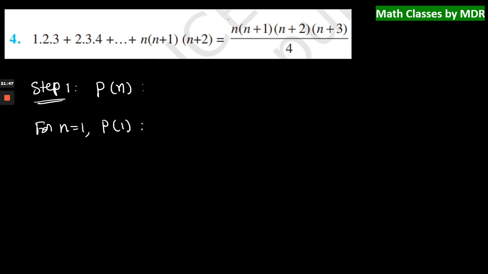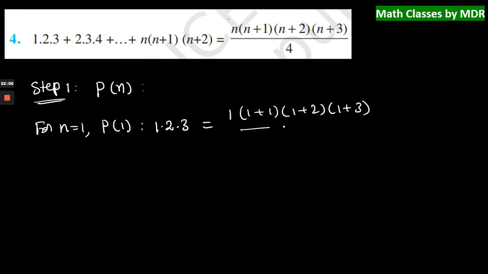So what is P of 1? Sum of the first terms. What is the sum of the first terms here? 1 into 2 into 3 is the first term, and now replace n by 1 here.